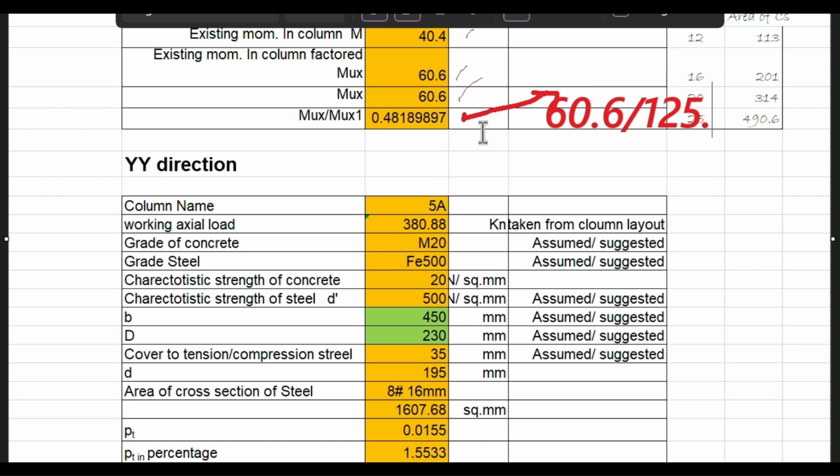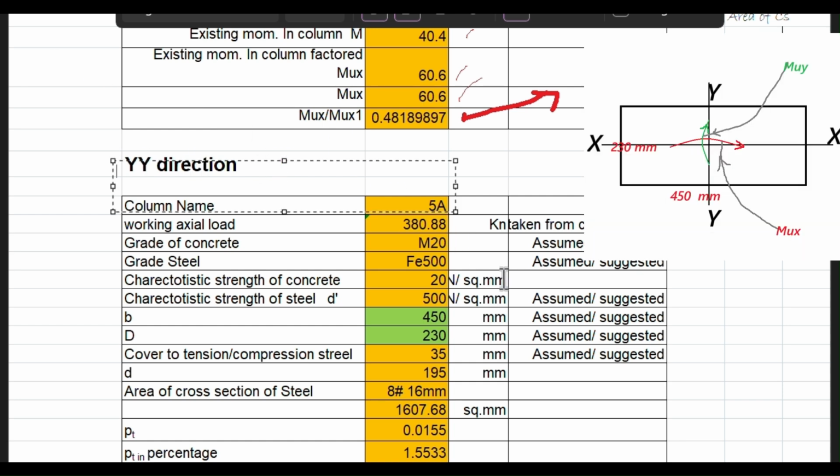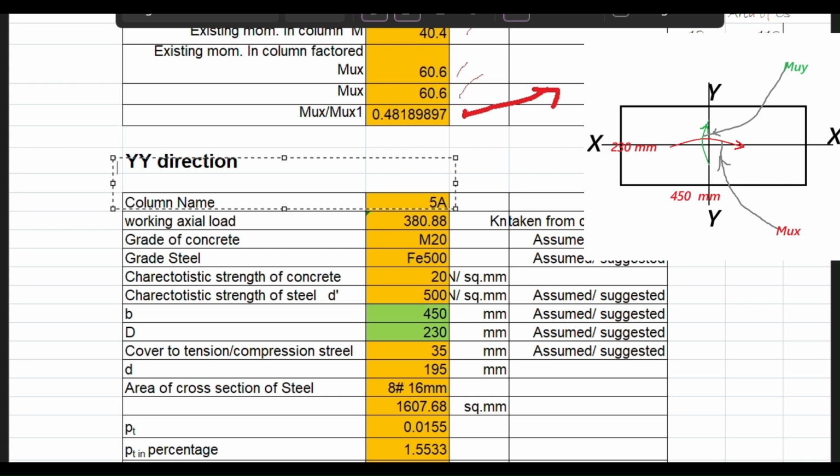So what does it mean? For the section and for the reinforcement we have provided, the maximum bending moment which can be taken by the column is 125 something. That value is here. Now we are considering the YY direction. Similarly in the YY direction, if in the XX direction the depth is 450 and the breadth is 230, then coming to the YY direction, the depth becomes width and the width becomes depth.